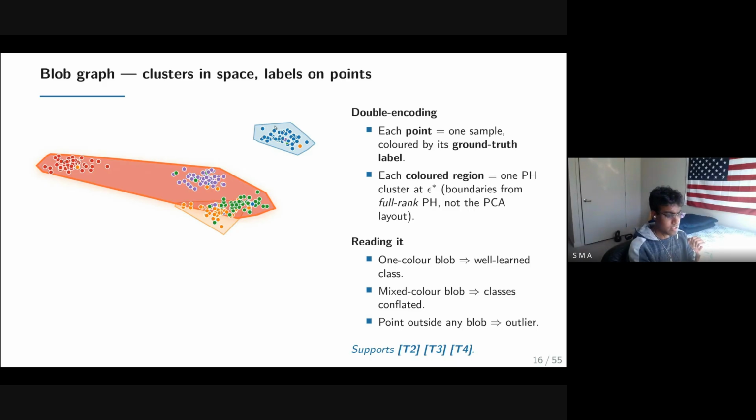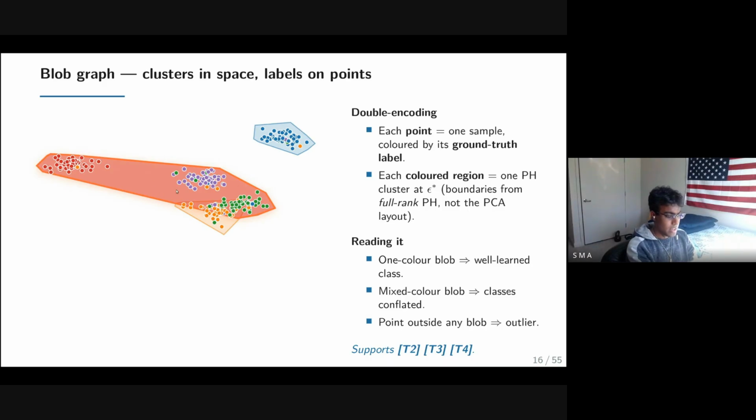This one is almost homogeneous. There are 2 outliers here, and this cluster is not really good because 3 classes are merged with each other, and the model has not learned the manifold really well, which is why you're seeing this.